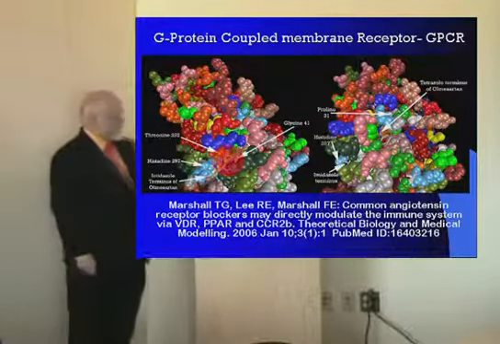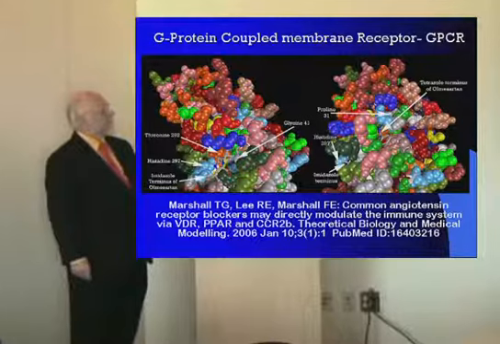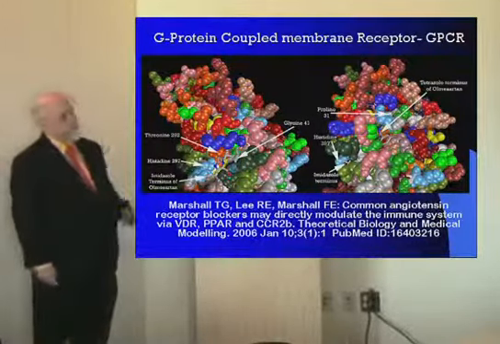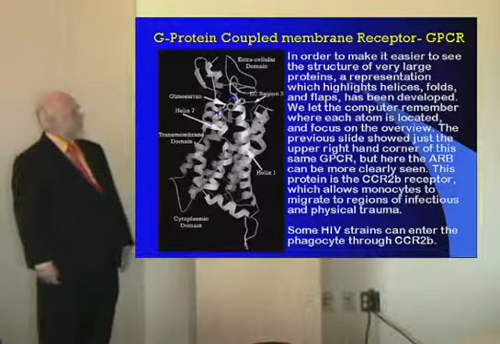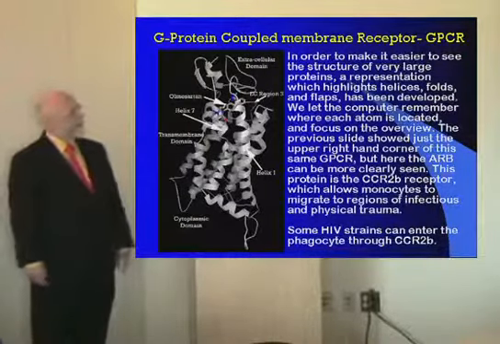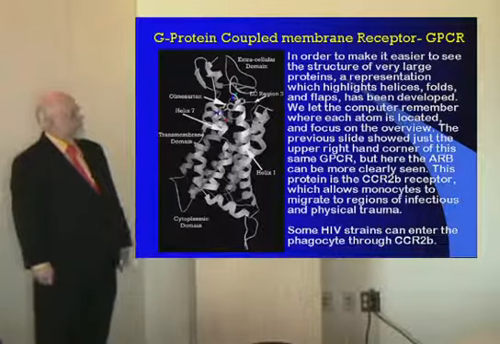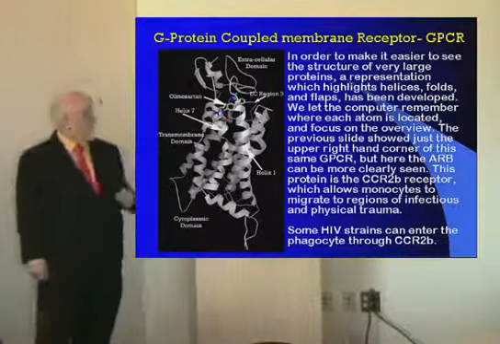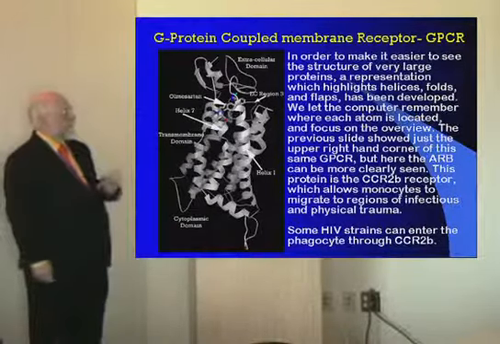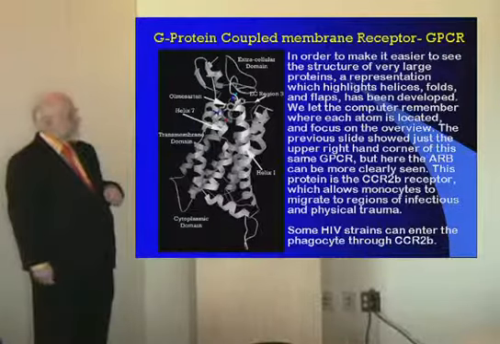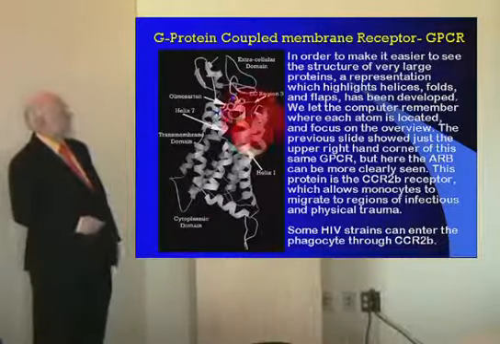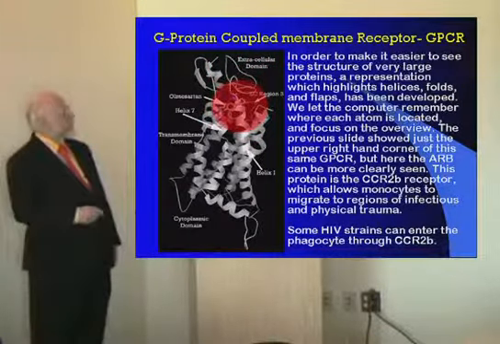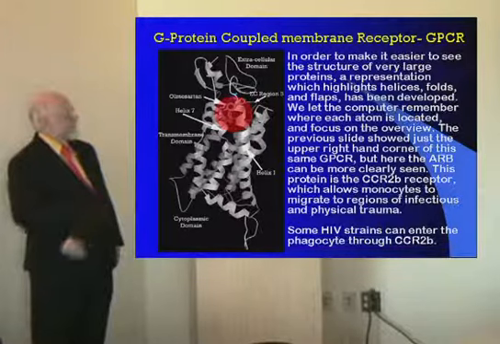But using a representation like that is not very helpful in terms of trying to understand how these molecules actually work. So in order to make it easier to understand the structure of very large proteins, a representation which highlights helices, folds and flaps has been developed. And we let the computer remember where each atom is located and focus on the overview. The previous slide showed just the upper right-hand corner of this same GPCR up here, but here the ARB in the binding pocket can be far more clearly seen.